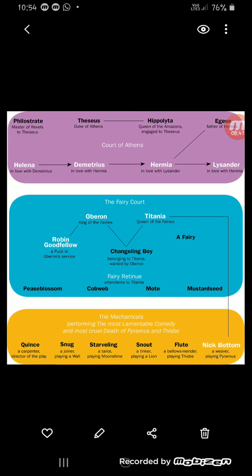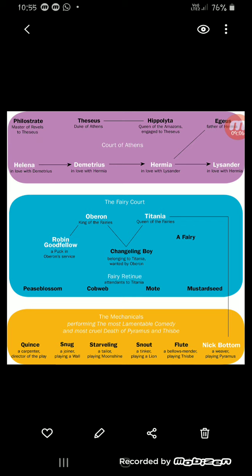These people are going to be there, and one among them, Nick Bottom, is somehow associated with Titania. How? We'll see when we read the plot. So I hope now you have some kind of idea about the characters.